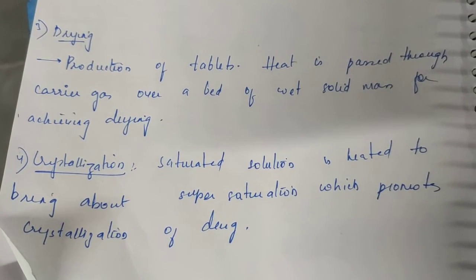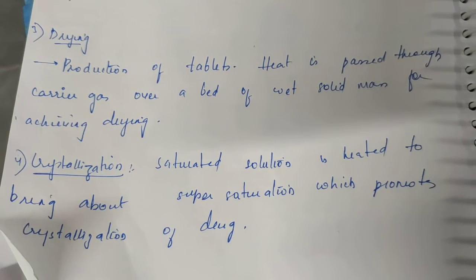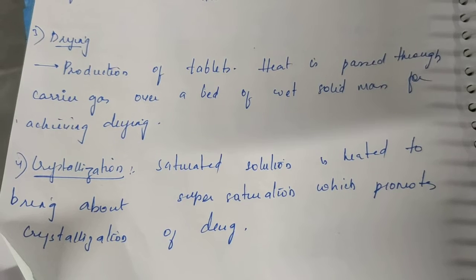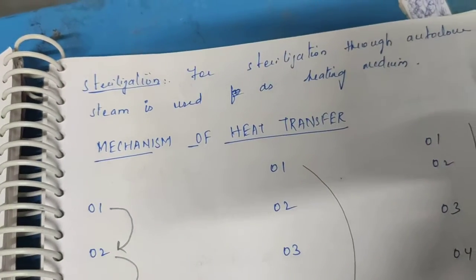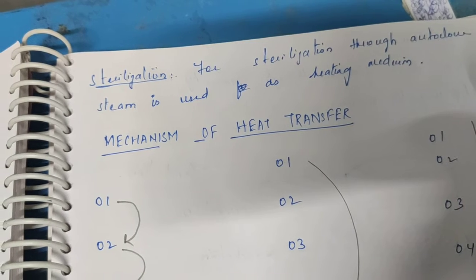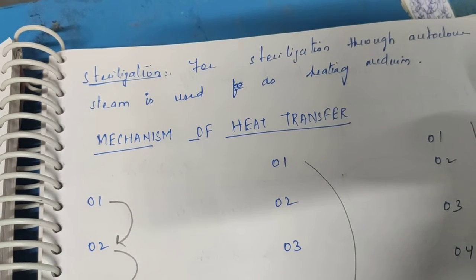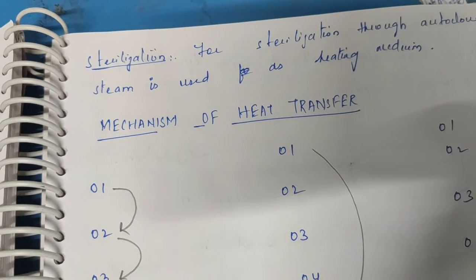Next is crystallization, that is a saturated solution is converted to a supersaturated solution for the formation of crystals. This conversion is applicable only with the application of heat. Next is sterilization, that is it is done with the help of an autoclave. Again, the autoclave is used with the help of steam, and again steam is used as the heating medium here.